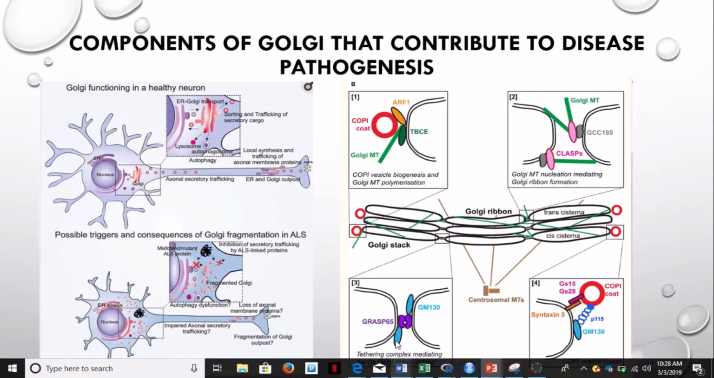And then we talked about these GRASP proteins, Dr. Zito, here, and how they form tubulation between the two stacks.